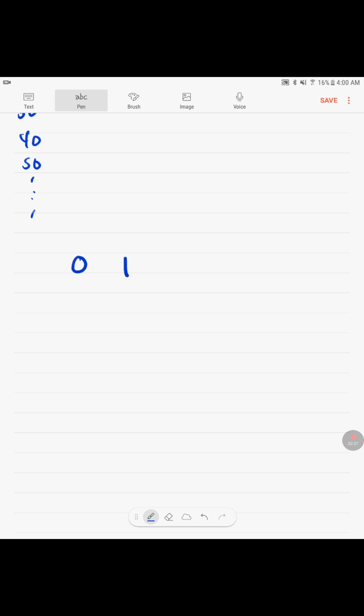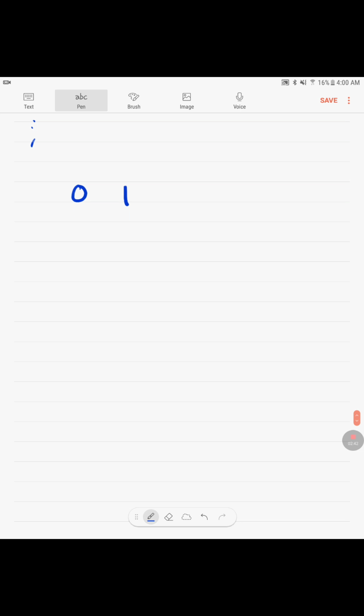Let's take our example, 11. How do we rewrite it in terms of base 10? It's 1 times 10 to the 0 plus 1 times 10 to the 1. This is actually the representation of the number 11.